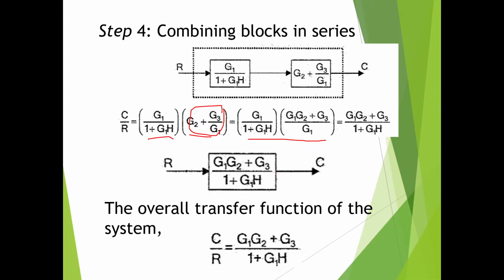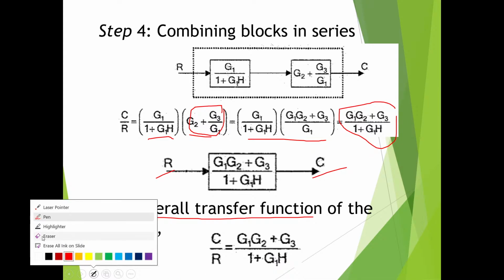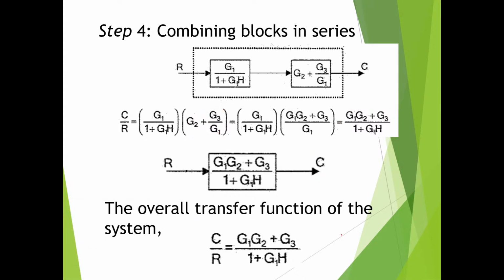Now draw a single block and write down this gain value inside that block, mention R as input and C as output. So what is the overall transfer function? In the question they didn't mention overall transfer function, they simply mentioned C by R. So we have to understand that C by R is nothing but the overall transfer function in Laplace. C of S by R of S, you can write if you want, but it is not mentioned in the question, so we will not write. So C by R is equal to G1 into G2 plus G3 divided by 1 plus G1H. You can just copy it down. If you complete, just inform.